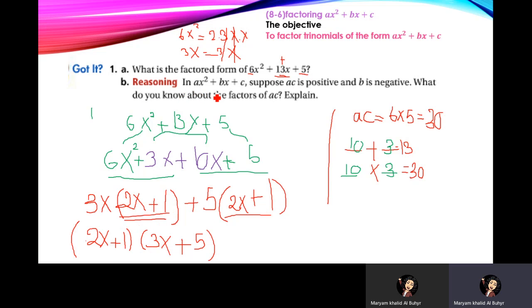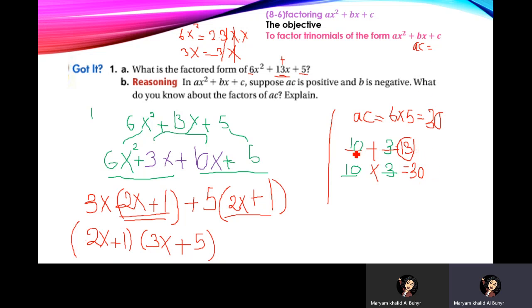Let me give you more exercise to make sure that you are okay with the idea. So here, in ax squared plus bx plus c, suppose ac is positive and b is negative, what do you know about the factors of ac? I will just explain it for you in the coming exercises, because here, since they are letters, you might not get the answer very well. Because if you have ac equals a positive number, then I'm telling you that b is a negative number, and that's what we're looking for here.